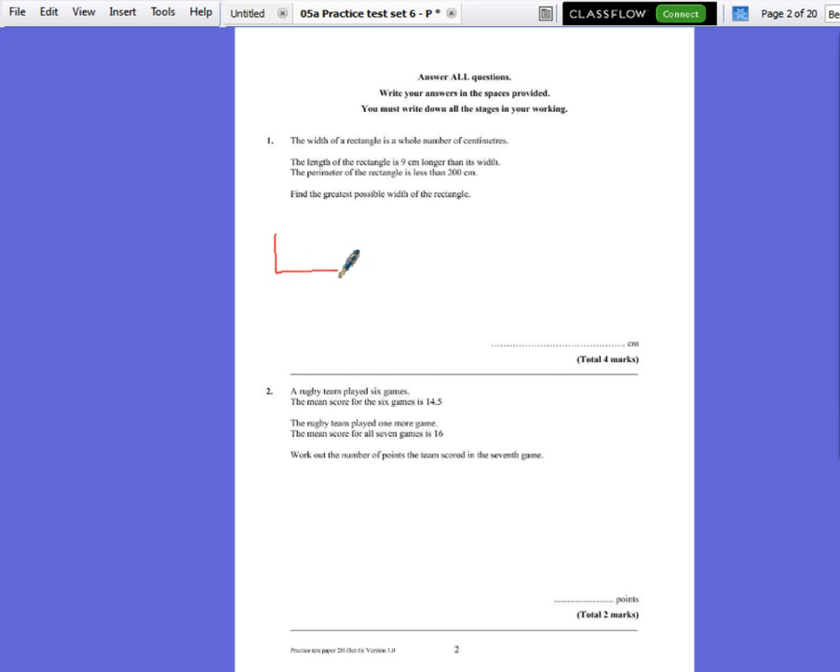Well, if we draw a quick sketch of the rectangle, the width would be x, and the length would be x plus 9. So we can write all these in down here. An expression for the perimeter then would be 4x plus 18, and 4x plus 18 has got to be less than 200. So we've now got an inequality that we can solve.